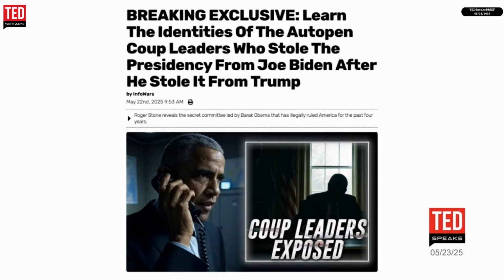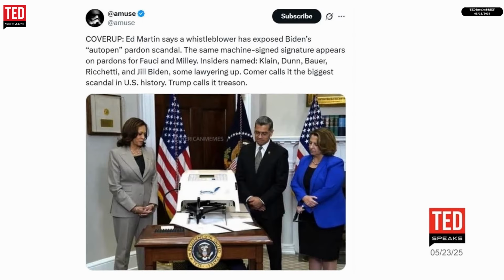Learn the identities of the autopen coup leaders who stole the presidency from Joe Biden after he stole it from Trump. Roger Stone reveals a secret committee led by Barack Obama that has illegally ruled America for the past 4 years. Ed Martin says a whistleblower has exposed Biden's auto pen pardon scandal. The same machine's signed signature appears on pardons for Fauci and Milley. Insiders named Klain, Dunn, Bauer, Ricchetti, and Jill Biden, some lawyering up. Comer calls it the biggest scandal in U.S. history. Trump calls it treason.